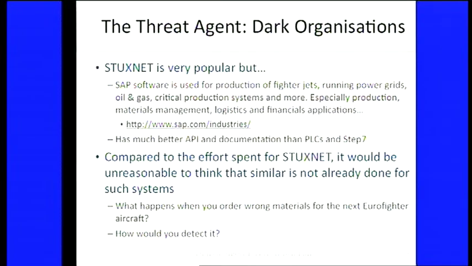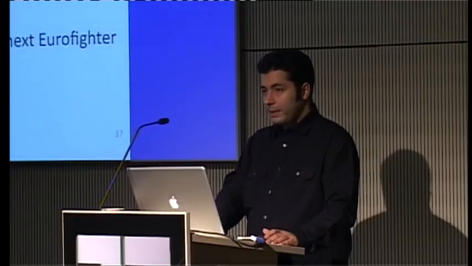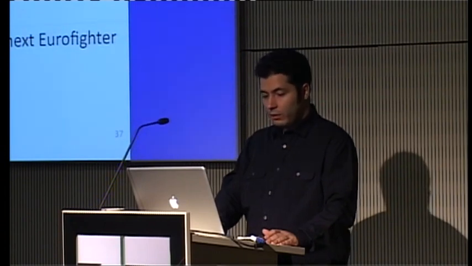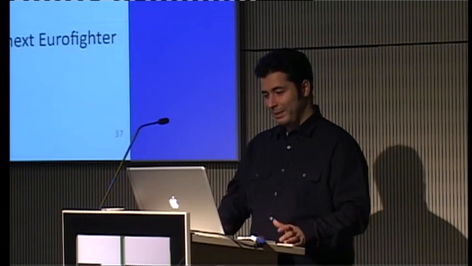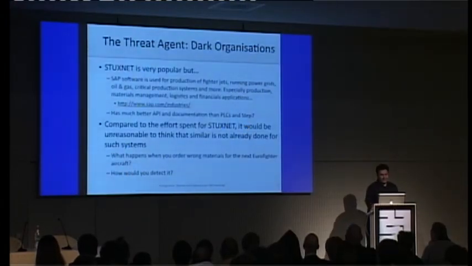Of course, everybody likes the concept of Stuxnet and nuclear reactors and all the sci-fi things, but SAP software is also used in the production of fighter jets, power grids, and critical production systems. And it has a 4GL, so it is much easier to code with. Unlike the FX talk about reversing Step 7, it is much, much easier to write. So I would say, from my experience, it would be unreasonable to think that something similar to Stuxnet is not already done for such systems. And imagine the next Eurofighter aircraft with the CCC logo on the wing. And the question is, how would you detect it?